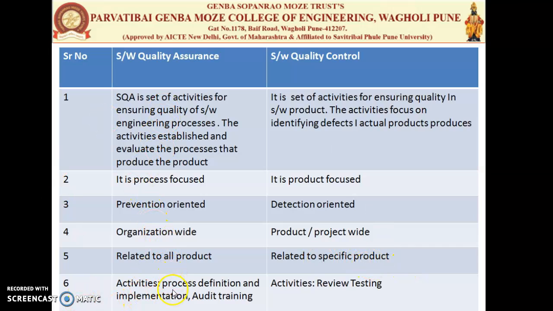The activities included in SQA, that is software quality assurance, are process definition and implementation, audit, and training. These are some examples. The activities in software quality control are like review and testing. So this is the basic difference between software quality assurance and quality control: software quality assurance is an organization-wide process, and software quality control is a product-based process. So everything we need to check about the product. In assurance, everything we need to check is about the organization and the processes which run under the organization. So we have completed the quality control and the difference between them.